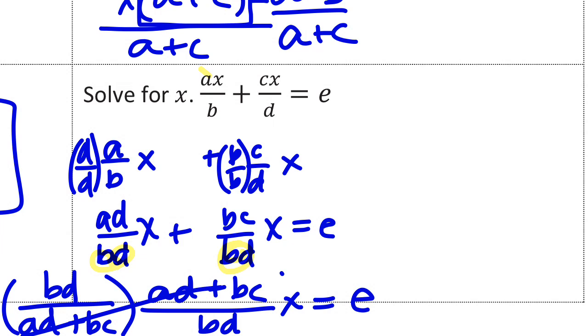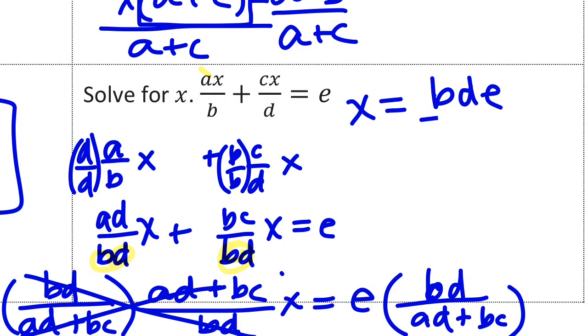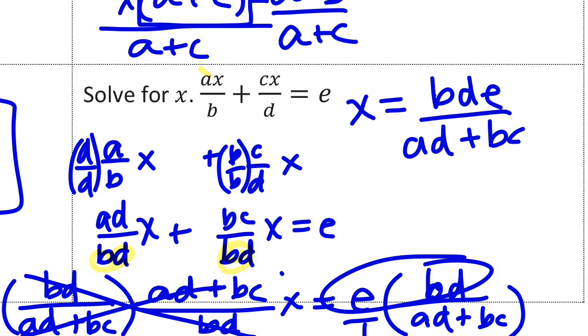When I do that, that cancels, and I do the same thing over here. So bd on top of ad plus bc. So we know that x is equal to bde over ad plus bc. So all I did here was I multiplied the top by the top and the bottom by the bottom. And that gives us our final answer. That is what x equals.